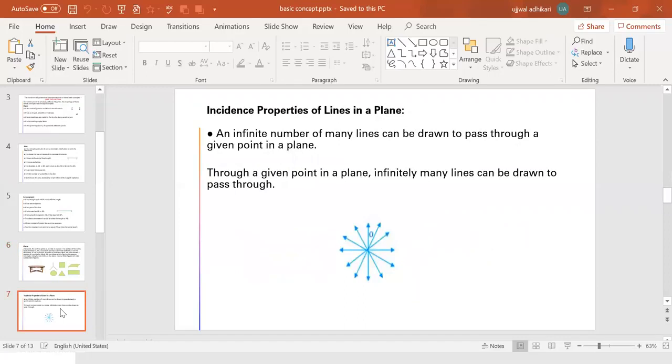The next topic is the incidence properties of lines in a plane. When we put some lines on the plane surface in different ways, there may be different coincidences and different shapes. Infinitely many lines can be drawn to pass through a given point in a plane. Through a given point in a plane, infinitely many lines can be drawn to pass through it.